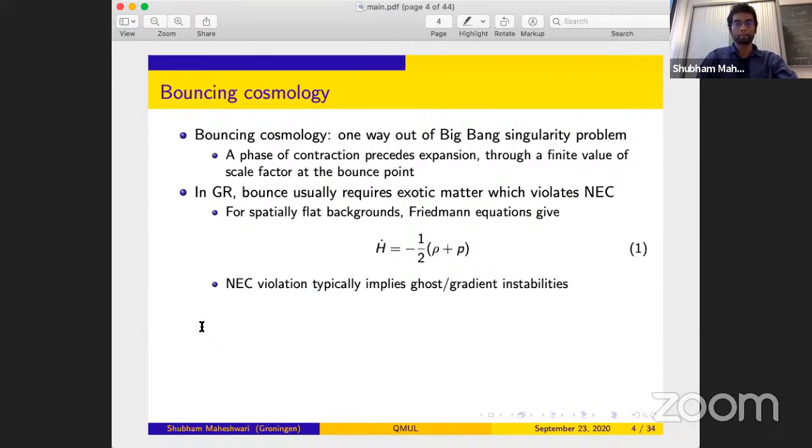starts expanding again. So how can we achieve a bounce just in general relativity? That's very easy to see why it needs some sort of exotic matter.